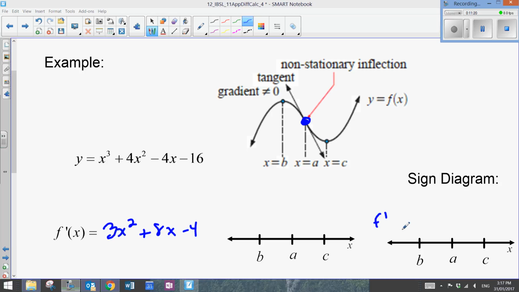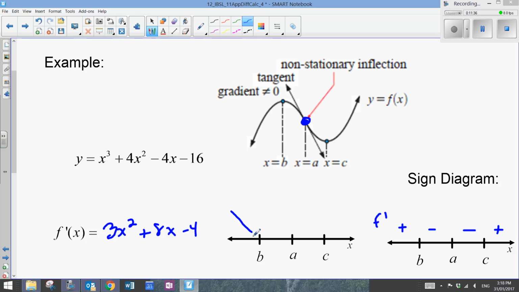So before b, the graph is increasing, then decreasing, then continues to decrease, and then increases again. So what's happening here is I am increasing, so I'm going to have to be above the x-axis until b. Negative, meaning I drop below the x-axis. Still negative, so that means I'm still below the x-axis. However, I'm about to switch to be positive after c. And that way, I have mapped my original graph to my first derivative.